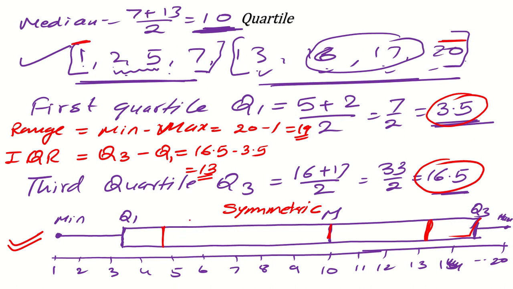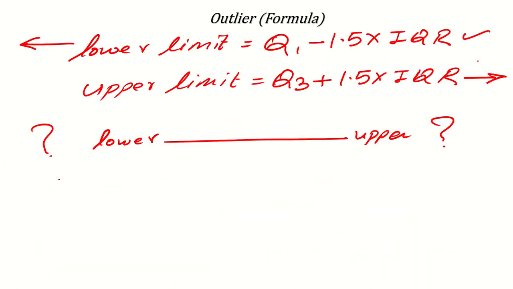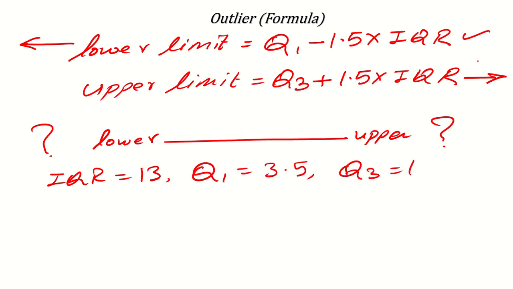So I will see here. Okay, I will take one more number here, but then everything will be changed. Okay, let's continue with this. So 3.5 and 16.5 are the important things here, and the interquartile range was 13. Q1 was 3.5 and Q3 was 16.5.